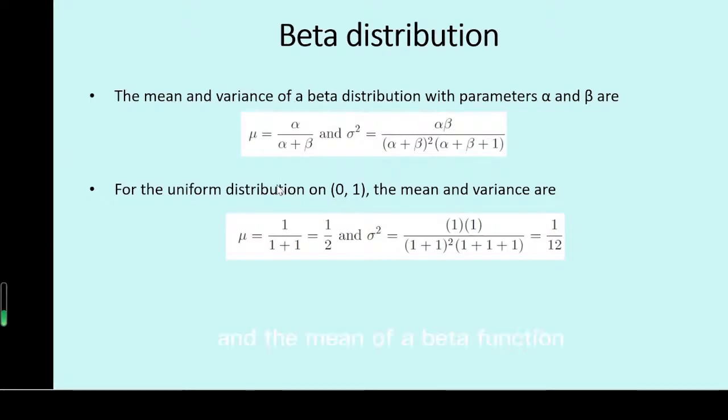The mean of a beta distribution is alpha divided by alpha plus beta. So this mean value is also between 0 and 1. The variance is alpha times beta divided by alpha plus beta squared, times alpha plus beta plus 1 in the denominator. For the uniform distribution on 0 and 1, the mean value is 0.5 and the variance is 1 over 12.